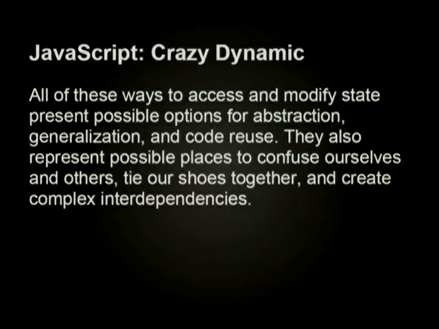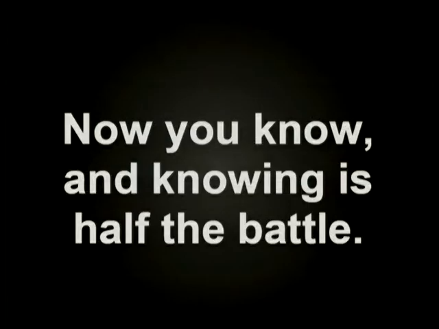So JavaScript is crazy dynamic. All of these ways to access and modify state present possible options for abstraction, generalization, and code reuse, but they also represent possible places to confuse ourselves and others, tie our shoes together, and create complex interdependencies. So now you know, and knowing is half the battle.